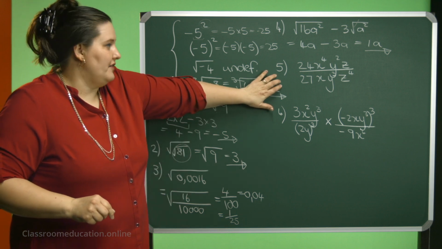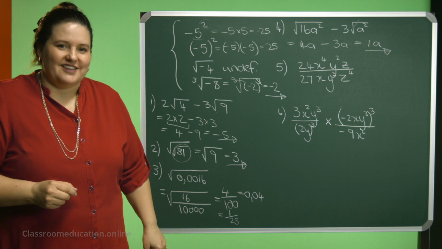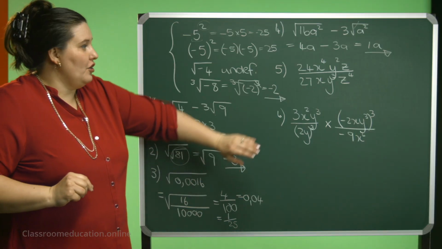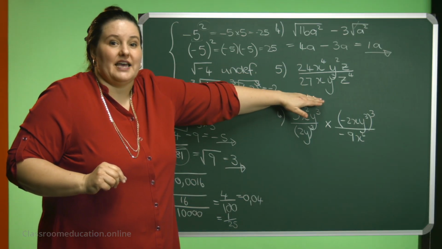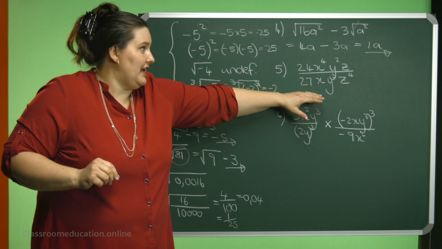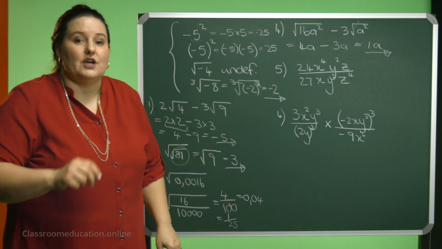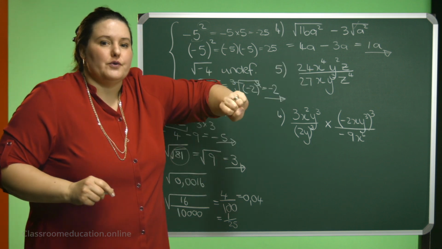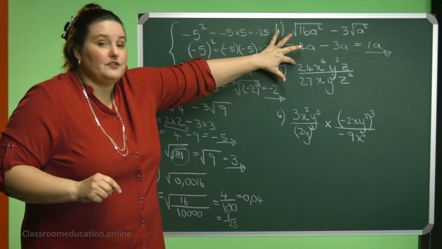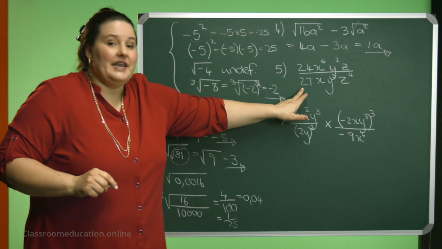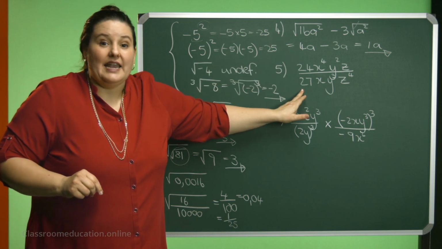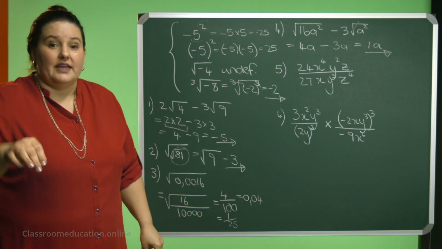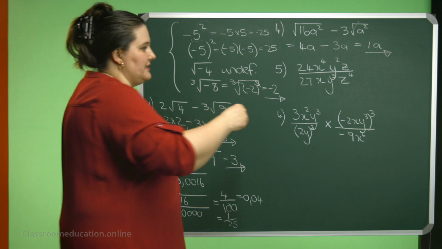Question number 5. How many terms do you see? There's actually only one term because the numerator and the denominator, they are being multiplied. All the values, they are being multiplied with one another. So it is one term. So let's deal with the numbers first. In the numerator, I have 24. In the denominator, I have 27. Can I simplify that? Yes, I can divide it by a 3 in the numerator and in the denominator.